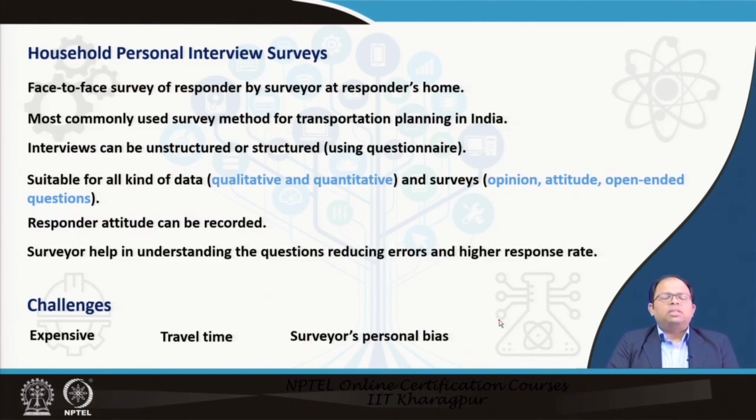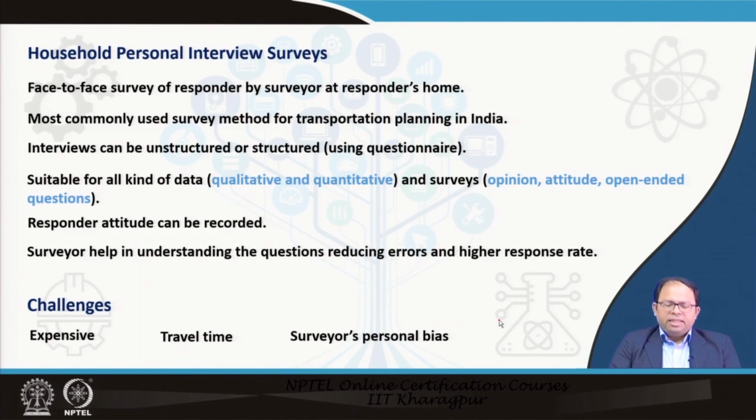Then comes the household personal interview survey. This is the most common survey that we do in transportation planning, and particularly for travel diary collection. For travel diary data collection, we use personal surveys at the households. We go to each household, and at the respondent's home we do a face-to-face survey.